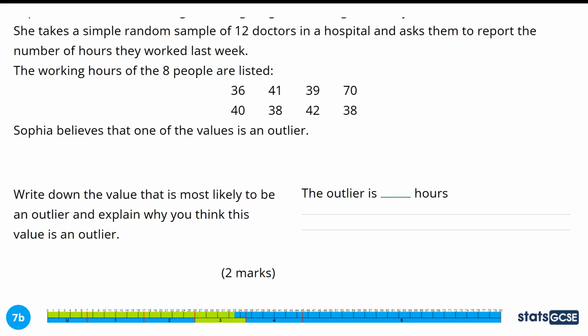Write down the value that is most likely to be an outlier and explain why you think this value is an outlier. Looking at the numbers, all the numbers are roughly 40. We've got 36, we've got 38, 41, 42, but there's one number that is vastly not near 40, and that's 70. So the outlier is 70, and the reason is that it's significantly higher than the other numbers.